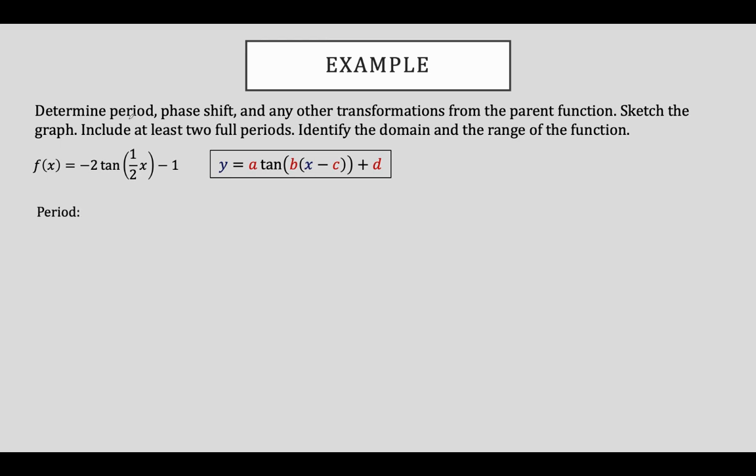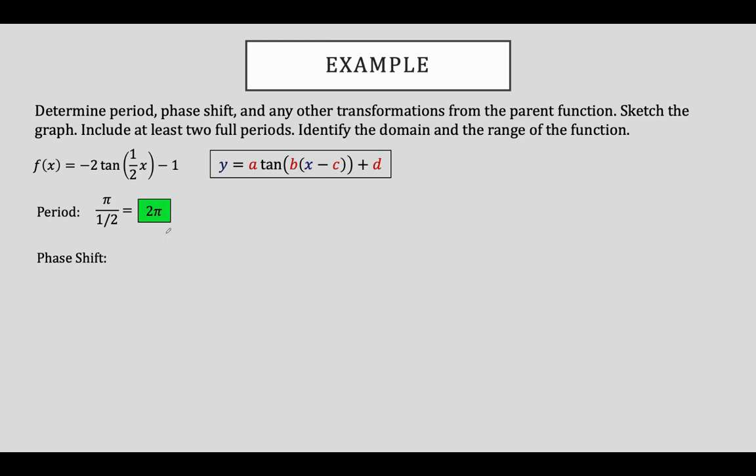How do we calculate period? Well, for tangent and cotangent, we take pi and divide by the b constant. In this case, the b constant is 1/2. Dividing by 1/2 is the same as multiplying by 2, and so our new period is 2 pi. Notice that we have given our graph a horizontal stretch. We are increasing the period.